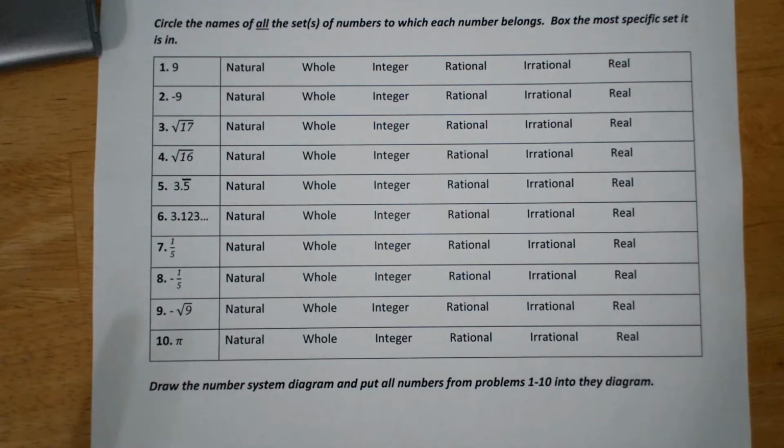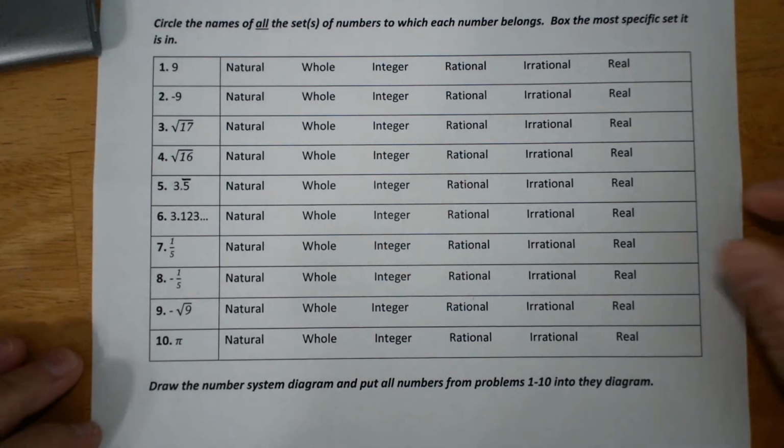Okay, this is the guided. I'm going to do the skill builders on another video, so you have already done that video. We're going to come down to the guided. It says circle the names of all the sets of numbers in which each number belongs. Box the most specific one.